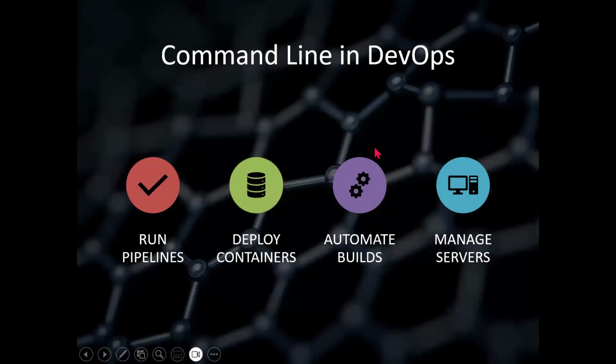Command line in DevOps: runs pipelines, deploy containers, automate builds, and manage servers. So this is so important, right? Because this is how you are going to interact with the command line. These are just a few examples. So we run pipelines using Jenkins, for example, and Docker. In DevOps, we run pipelines, we deploy containers with Docker, we automate builds, and we manage servers. All of this runs on the command line interface.